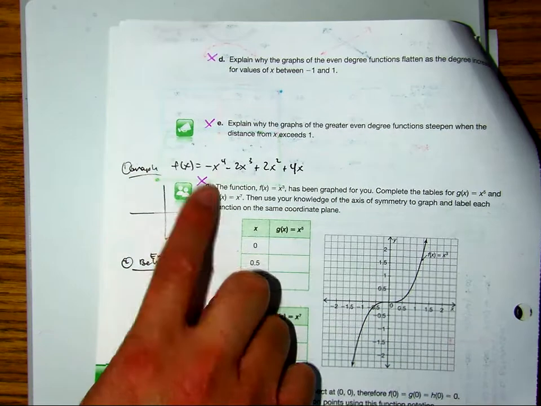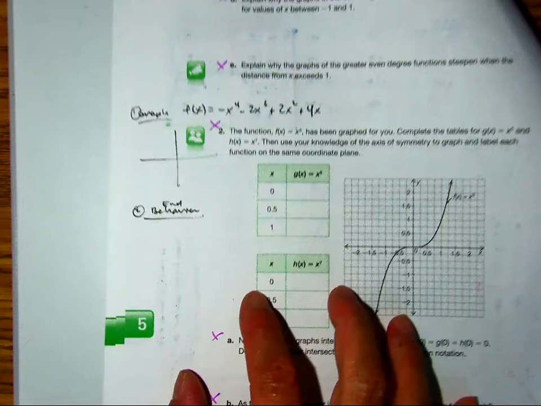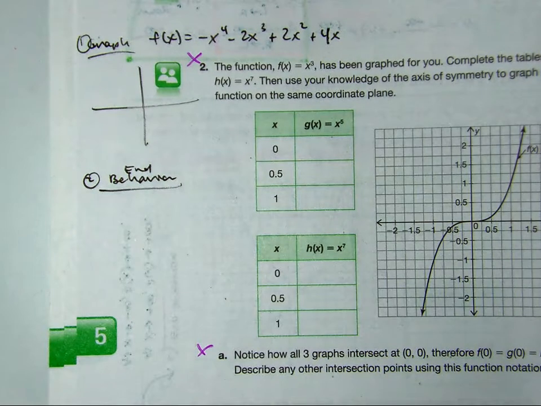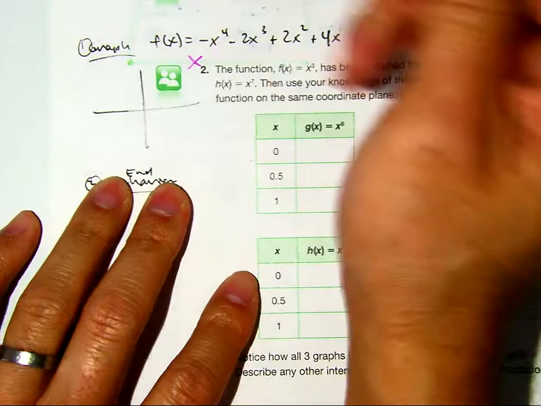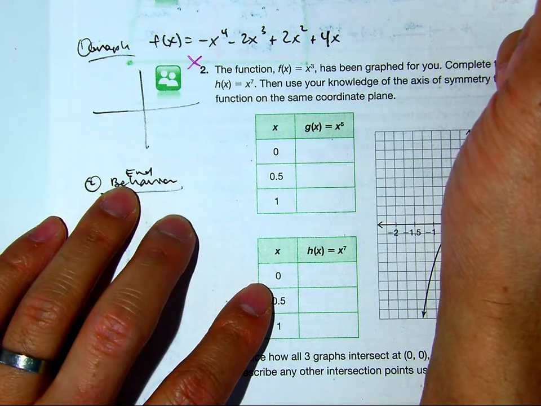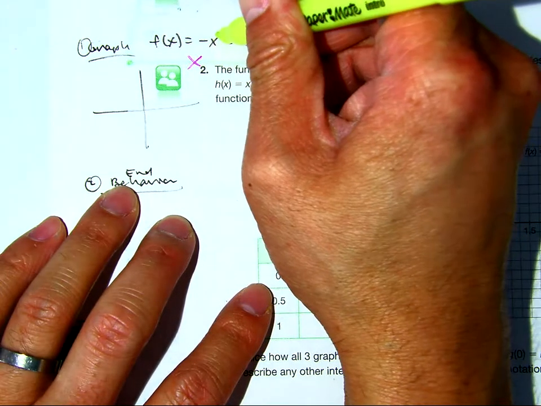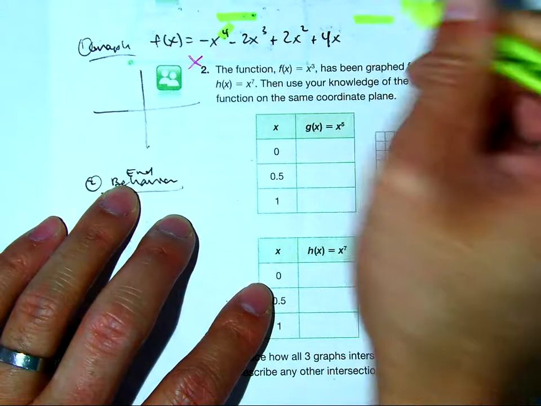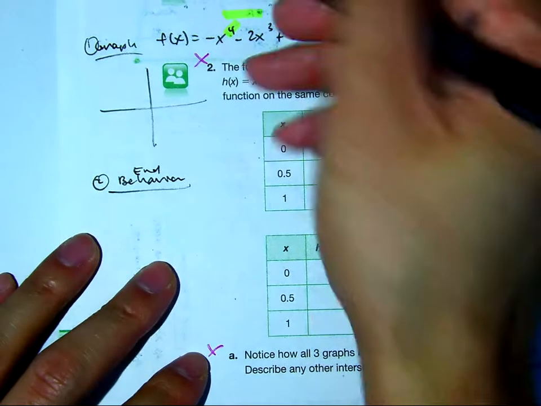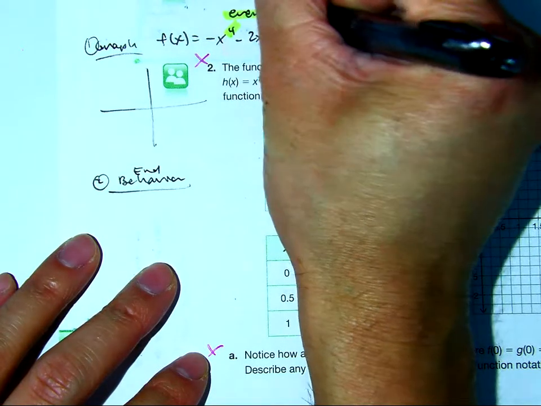Alright, so I asked you guys to graph this polynomial here. Class, what type of degree polynomial do we have? How do you know it's an even? Because of what number? The highest one. So this tells us an even. So let's write that. Even degree polynomial.